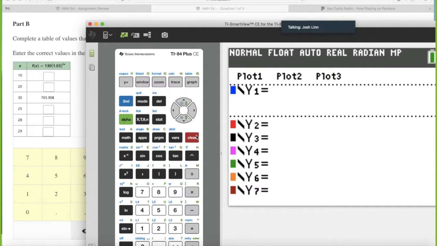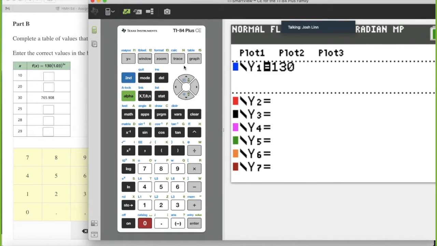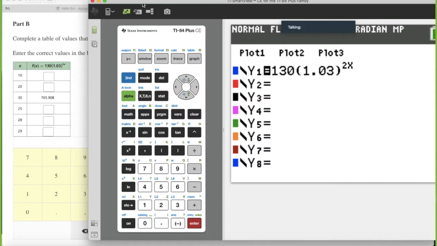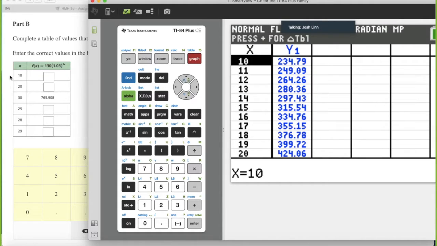Y equals 130, parentheses, 1.03, parentheses, raised to the power of 2x. And we can graph it if we wanted to, but we actually want to look at our table. So we need to fill out these values for our table.